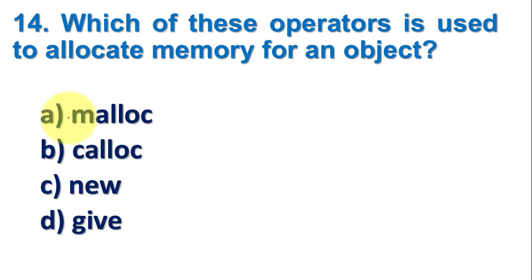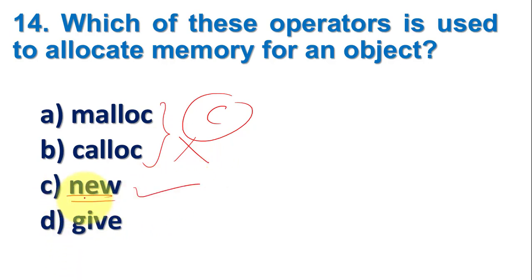14th, which of these operators is used to allocate memory for an object? Let's understand them first. Malloc and calloc, these are not used in Java. These are used in dynamic memory allocation in C language, not in Java, so these are wrong. New, yes, this is a keyword operator which is used in Java for creating an object, for allocating memory. Give, no, there is no such operator in Java, so this is also wrong. So C, new is the right answer.